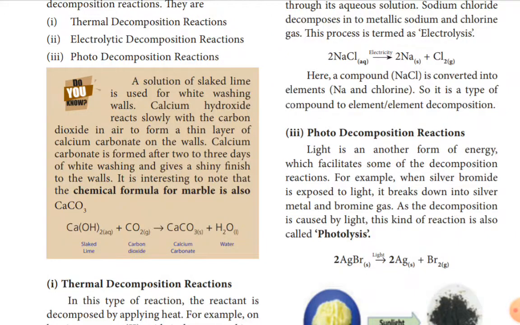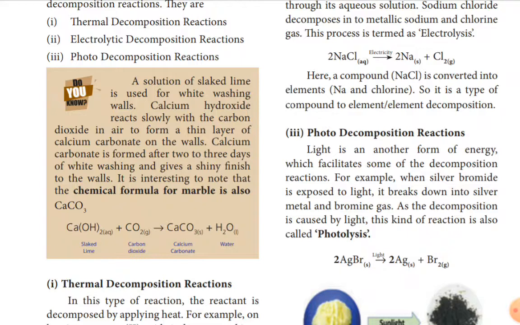After a few days only, the wall gives a shiny white, a bright whiteness appears on the walls. Not immediately after pasting the slaked lime; it will not be bright white. After 2 or 3 days only, it gives a bright whiteness to the wall. What is the reason? Because the calcium hydroxide, slaked lime, reacts with the carbon dioxide present in the atmosphere. The carbon dioxide contacts the calcium hydroxide, and calcium carbonate is formed, which gives a white brightness to the wall.